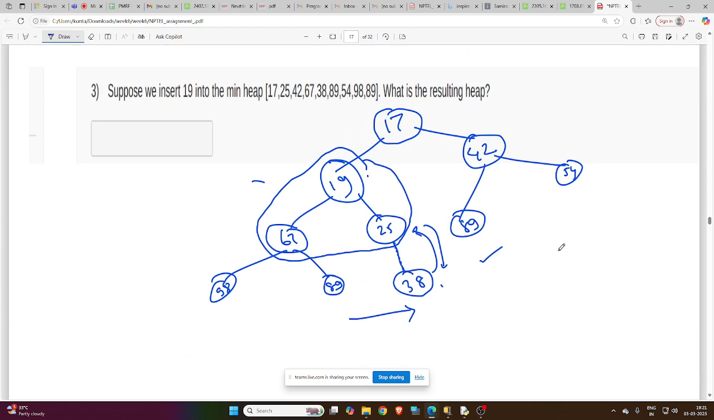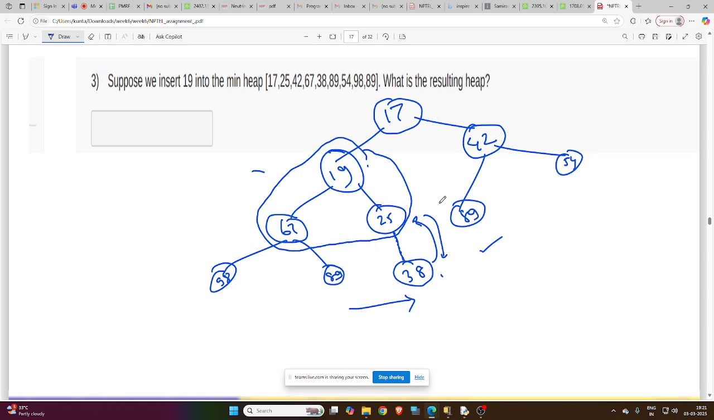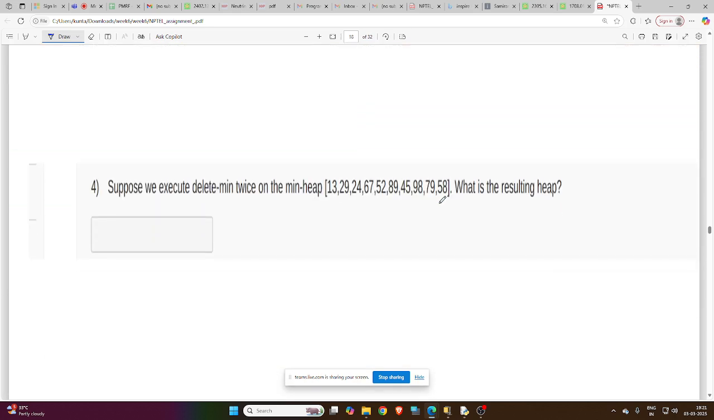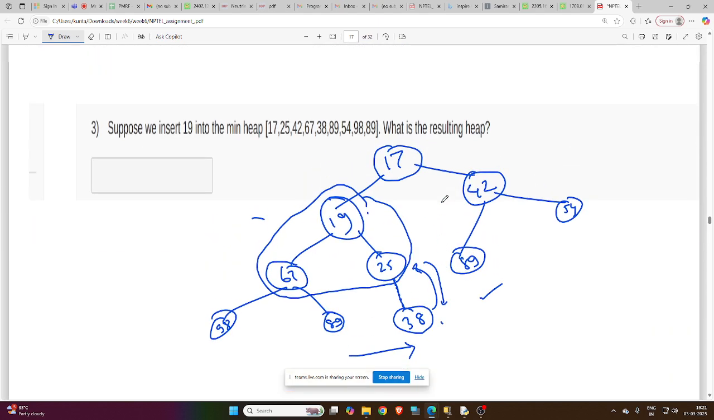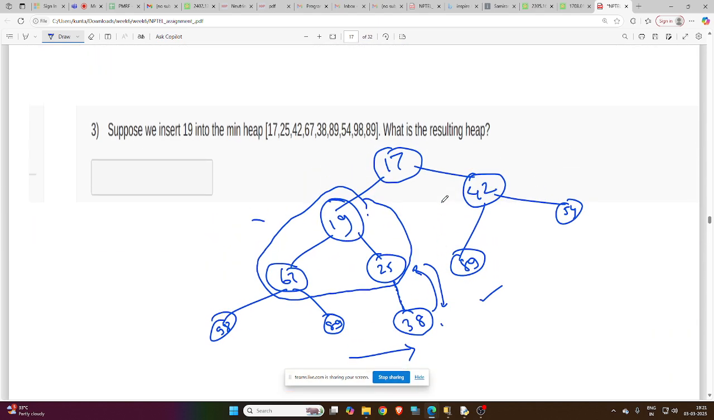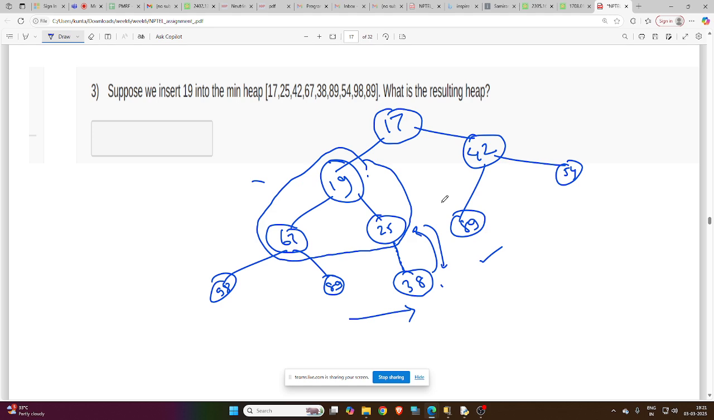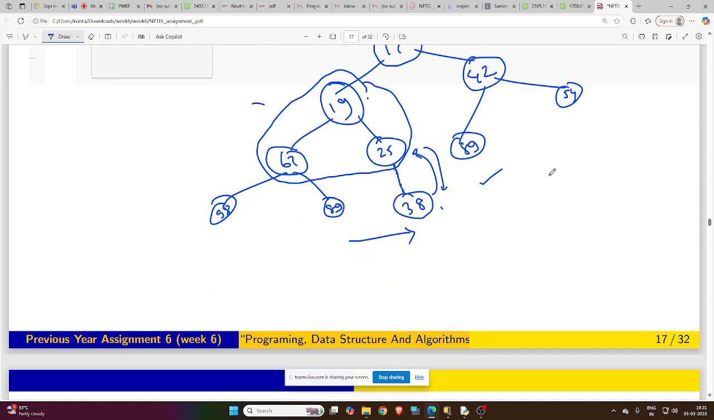Yeah, so I think you understand this is the min heap case. I don't have the output result here; if it was there, that would be good. But fine, you can see all the terms are now satisfying the min heap condition. 17, 19, 42, 19 is having 67, 25, 67 is having 98, 89, 25 is having 38, 42 is having 89, 54. All the things are fine.